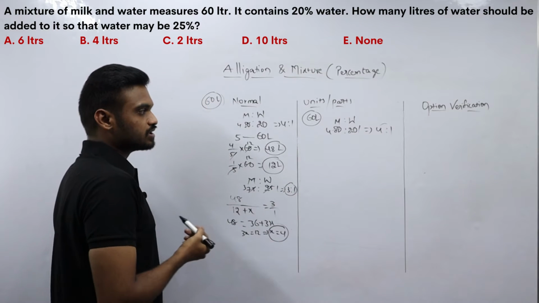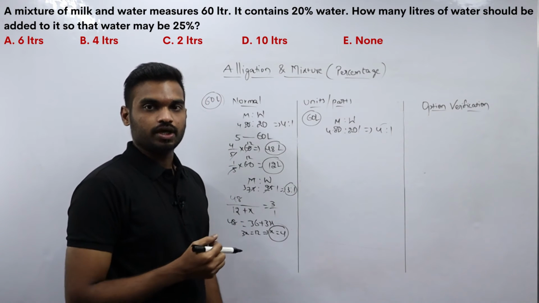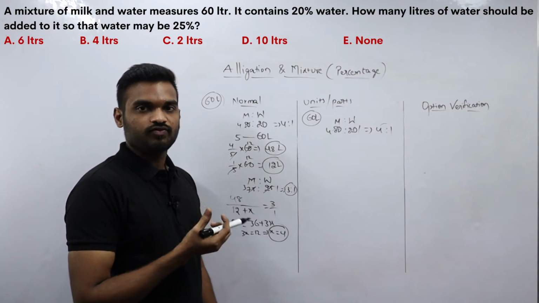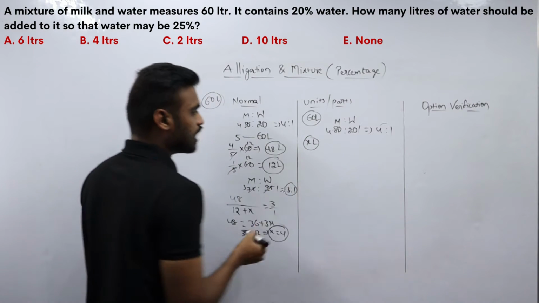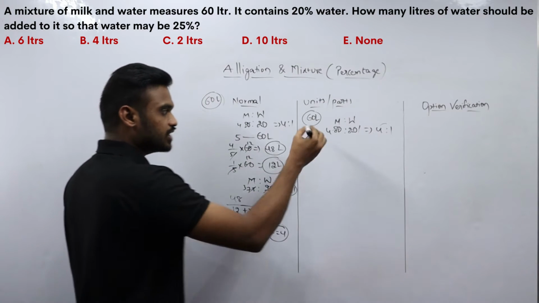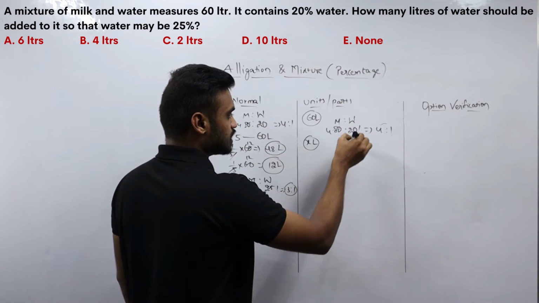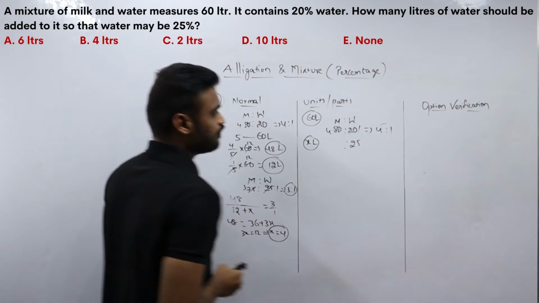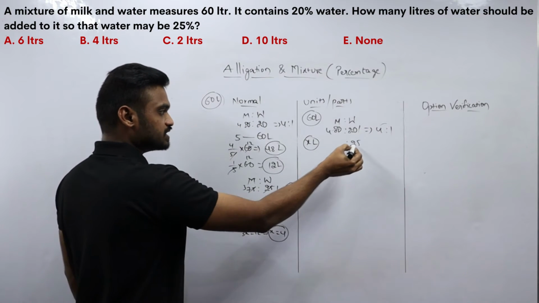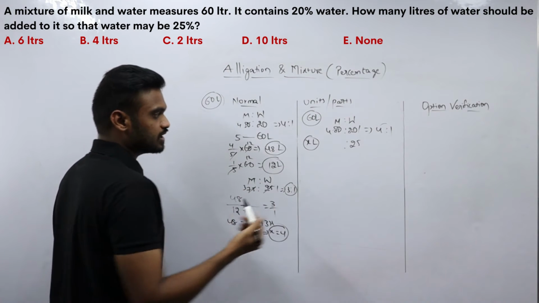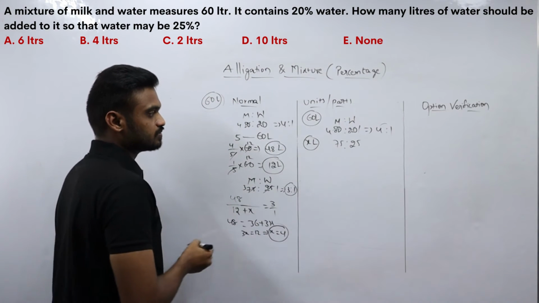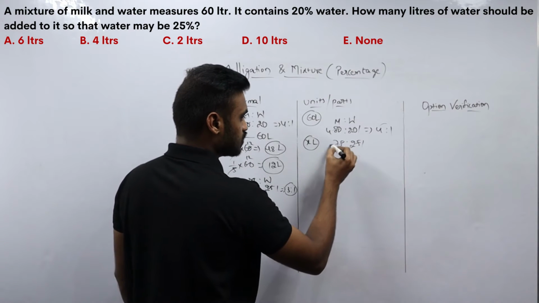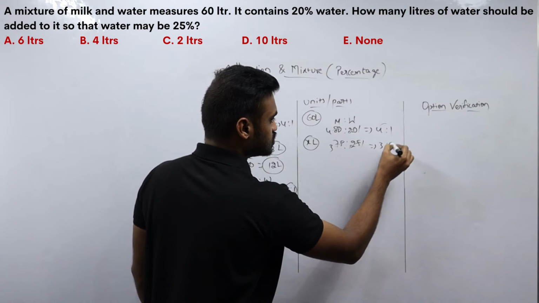Okay, now they are saying that we need to add some liters of water. Okay, we don't know how many liters of water need to be added. So I am considering it as x liters. So after adding x liters of water, the new ratio becomes such that the percentage of water will be 25%. Okay, so if it is 25%, what is the remaining percent? That is 75%. So milk ratio is 75%. So if I cancel this, 25 ones, 25 threes. So the new ratio is 3:1.